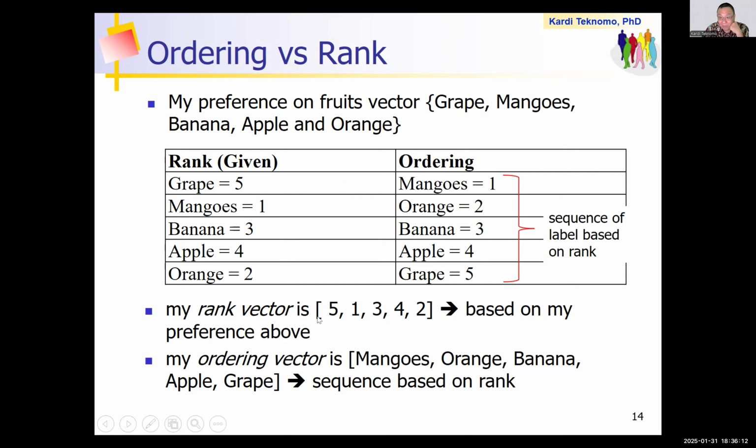My rank vector is based on this: 5, 1, 3, 4, 2, based on the preference above. My ordering vector, we need to sort based on this ordering. So mangoes, and then orange, and then banana, and then apple, and then the grapes. So this is just the play between ordering and the rank.